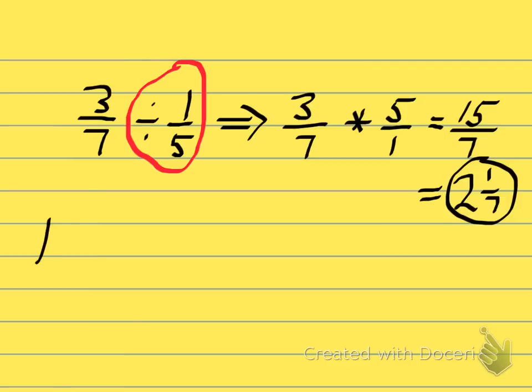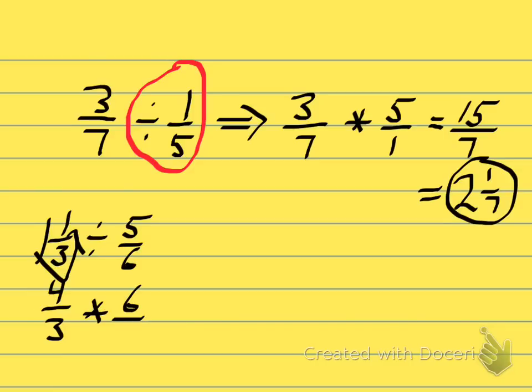Let's do 1 and 1/3, and let's divide it by 5/6. Okay, so obviously if you just think about this in practical terms, 5/6 ought to go into 1 and 1/3 a couple of times. Well, this combines both of the things we just talked about. 1 and 1/3 is going to first have to become an improper fraction, which is 4/3. The divide is going to become a times, and the 5/6, because it was being divided, is going to flip upside down.